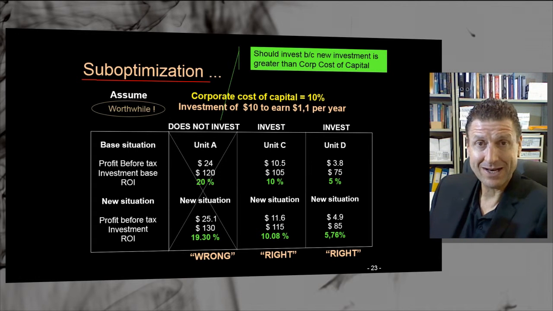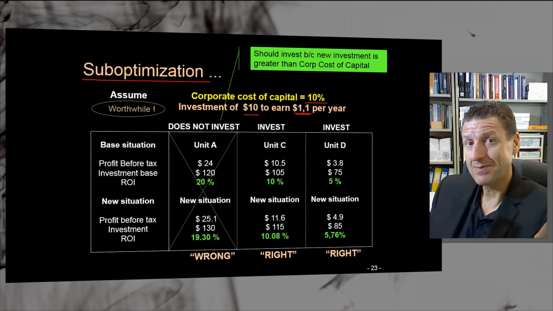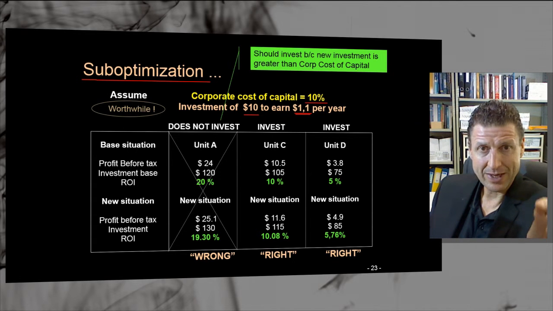All right, now that they have done that, we've got to try and use a measure to get them to make the right decision. So does return on investment help this? Sometimes yes, sometimes no. Let's have a look at this example. We've got corporate cost of capital of 10%. We have an investment opportunity. You invest $10 and you'll earn $1.10 per year. So let's go through unit A, C, and D. Now you know their current return on investment is 20%, 10%, 5%.